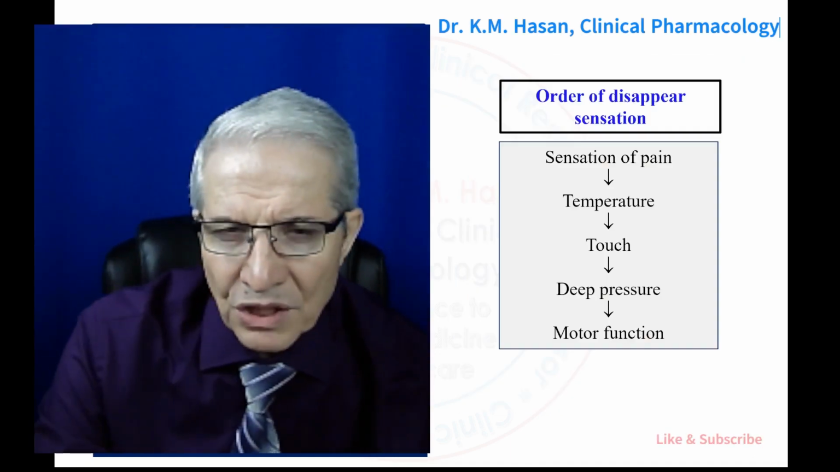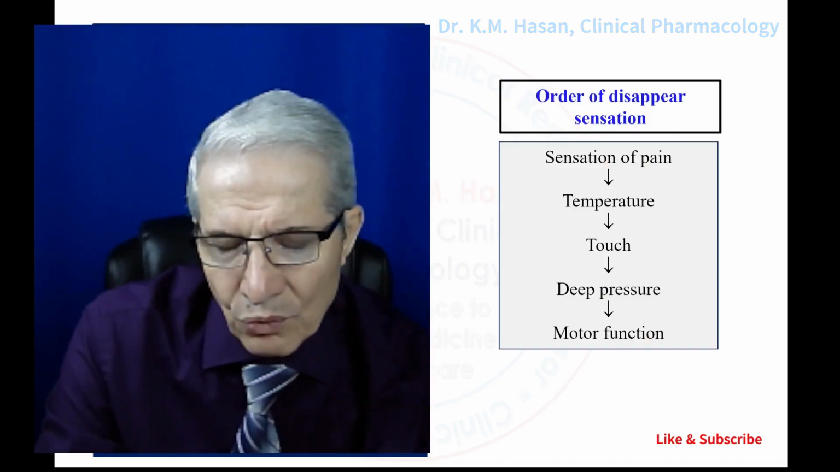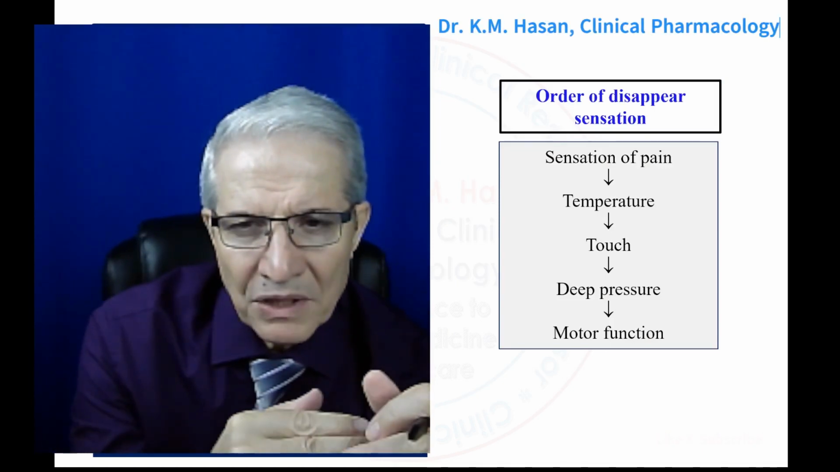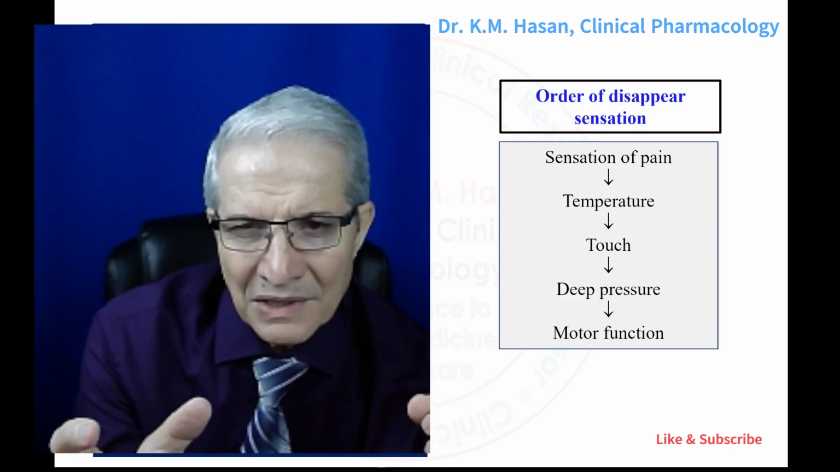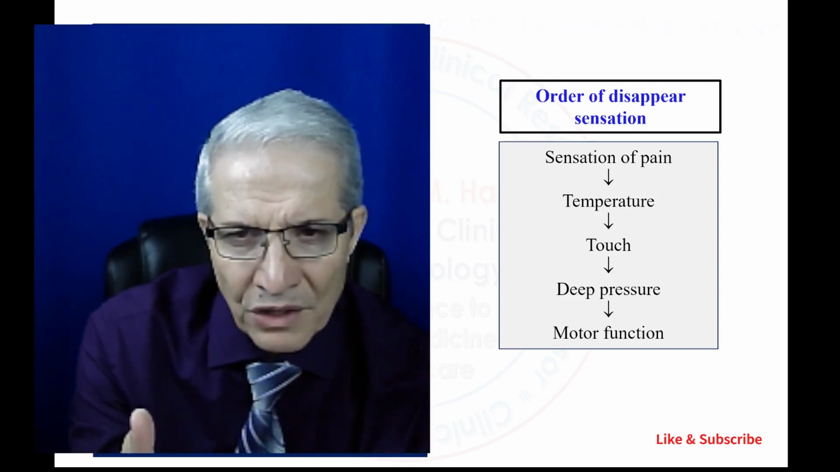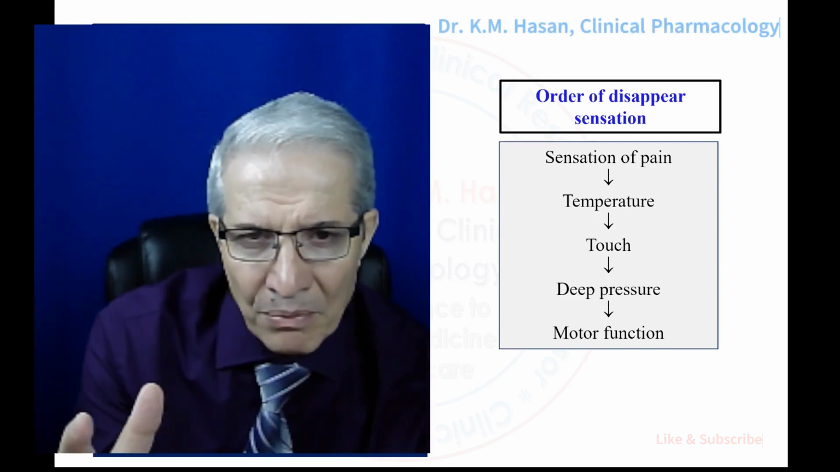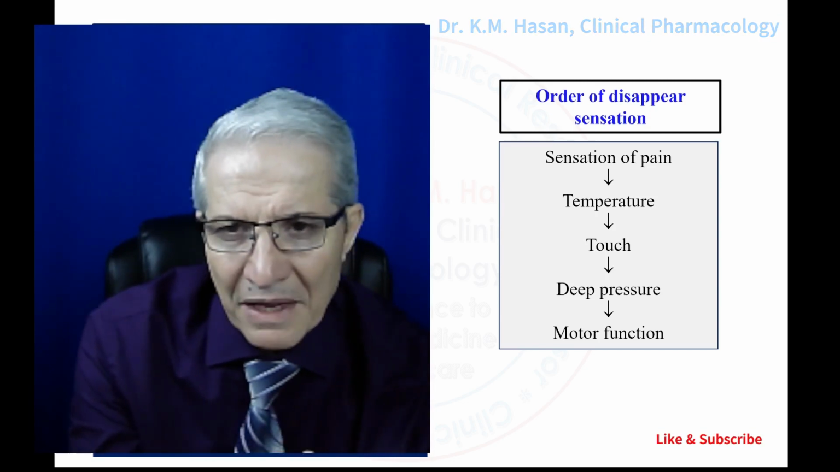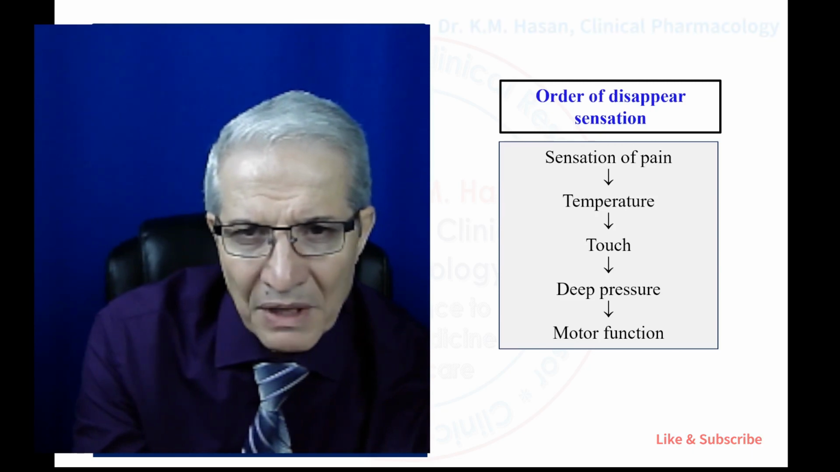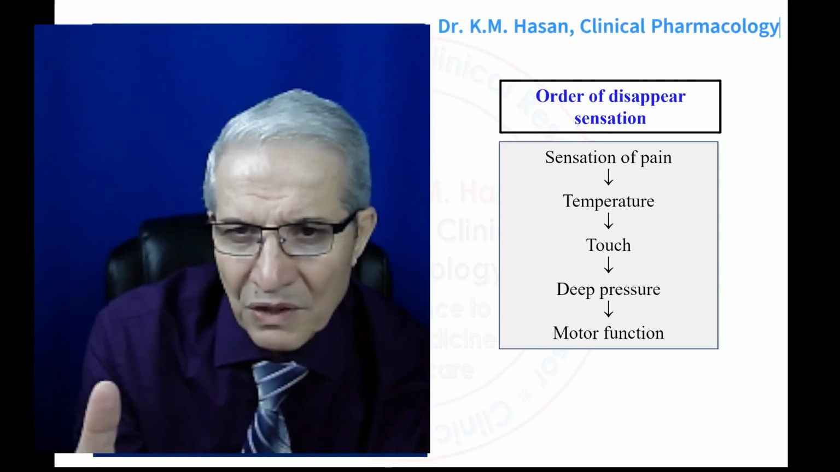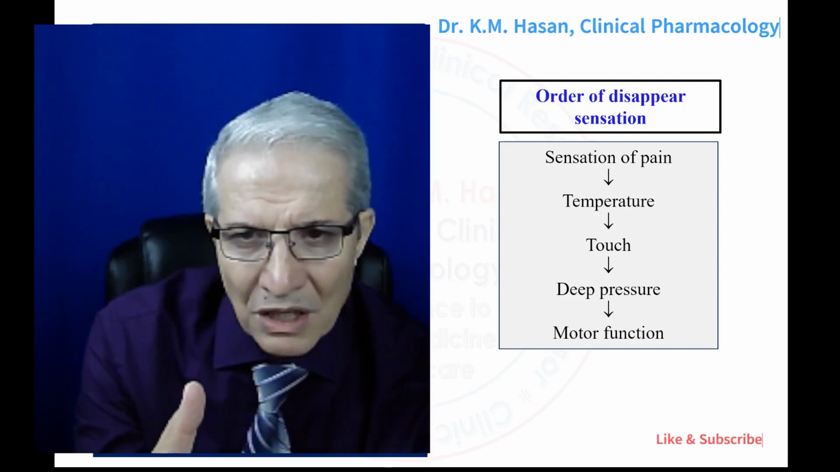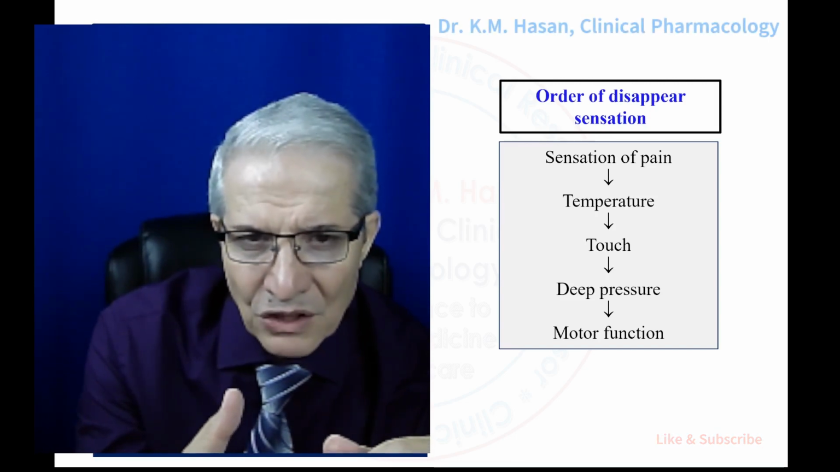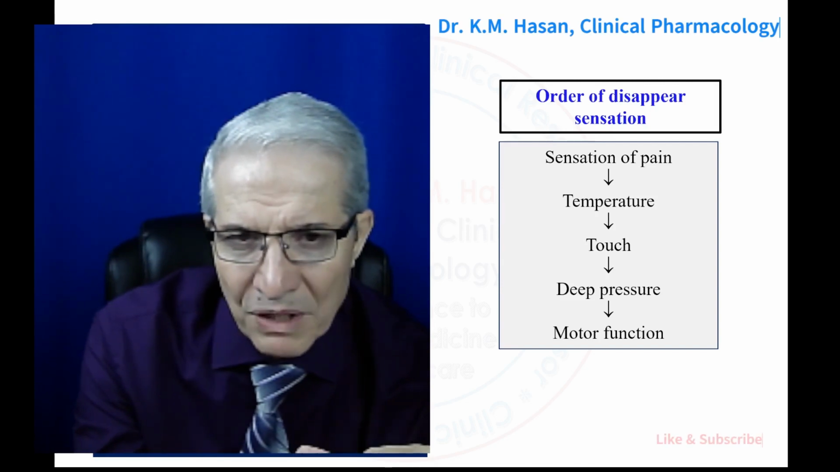A very important question needs to be addressed here. What type of sensation will disappear first when you inject local anesthetic in the skin, the eye, the ears, or any part of our body? The first sensation to disappear will be the sensation of pain. The sense of temperature is second on the list, followed by the sense of touch, then deep pressure, and the last one will be motor function.